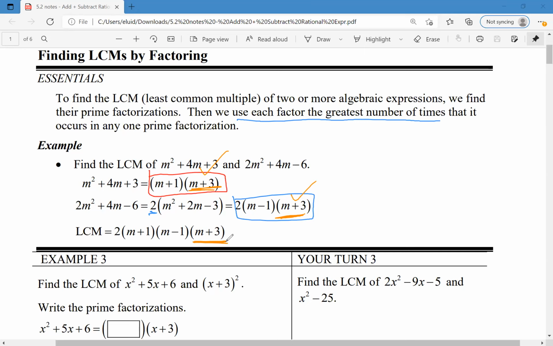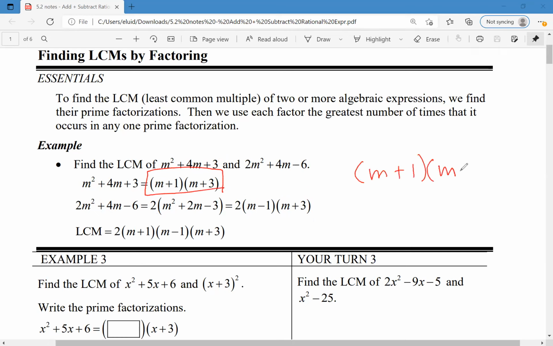Here's one approach I might take in writing this out. What I often do is start with the first expression and write out both of those factors, m plus 1, m plus 3. I know I'm going to need both of those. Then I take a look at the second expression and see, is there anything missing? This 2, that's new. I'll add that, just stick it in the front there. This m minus 1, that's also new. I need that as well, so I'm writing it at the end here.